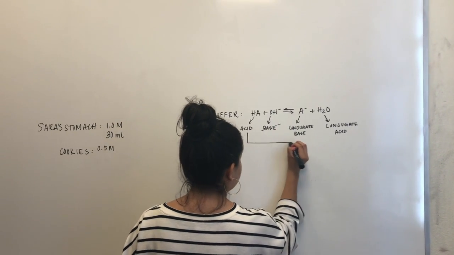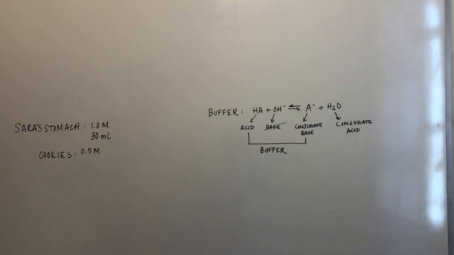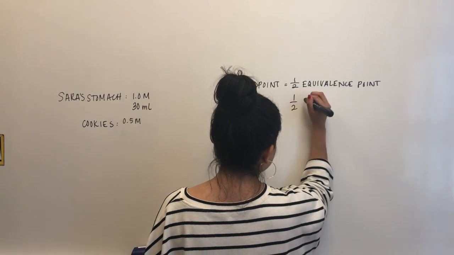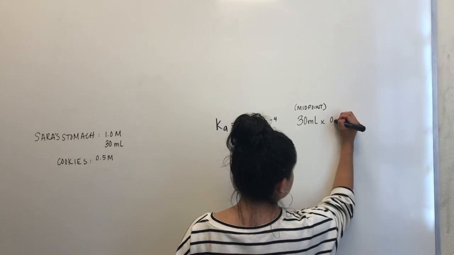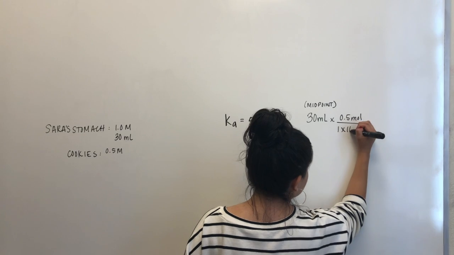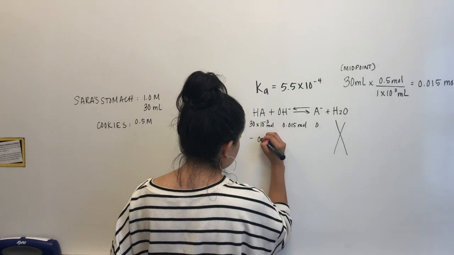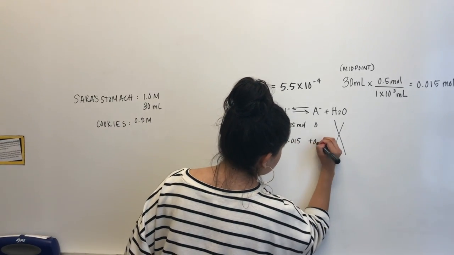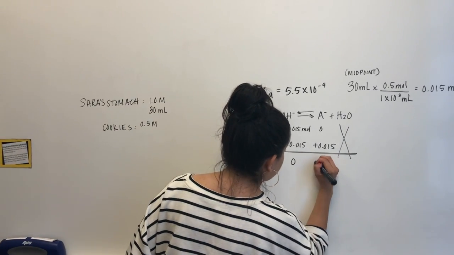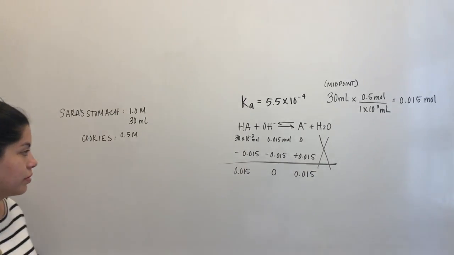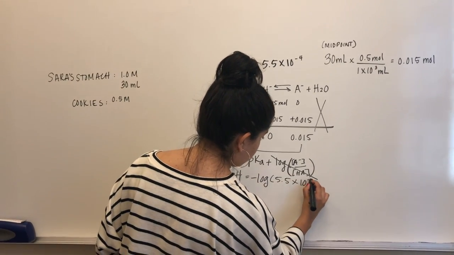When a solution contains an acid and its conjugate base, or a base and its conjugate acid, we call this solution a buffer solution. As stated before, the volume at the midpoint is half the equivalence point. Find your moles of base added and use it to find the amount of acid and conjugate base in the solution. Then, by using the Ka and the Henderson-Hasselbalch equation, the pH can be calculated.